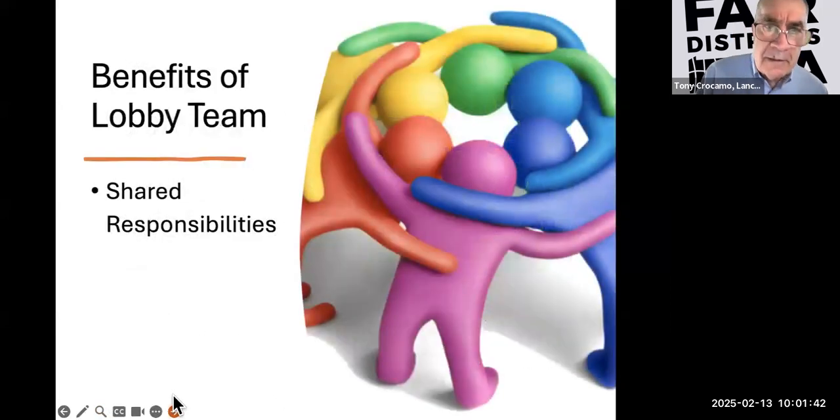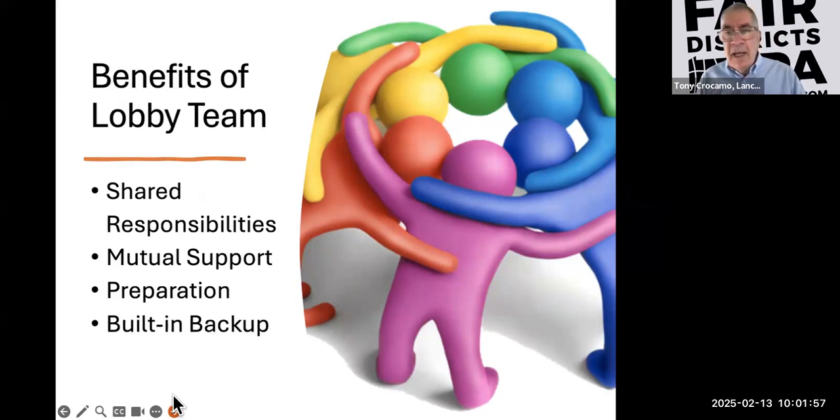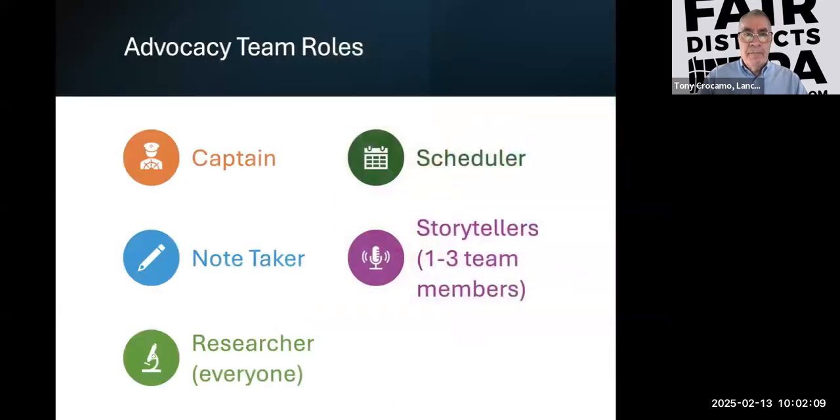So the benefits of a team approach: you have shared responsibilities and mutual support. You get to prepare together and brainstorm questions, answers, and what-ifs, discussing what's going to happen if this happens, or that happens, or this issue is brought up. And you have built-in backup. If there is something really important that needed to be said or done, and you forget, somebody at the meeting is on your side and will be there.